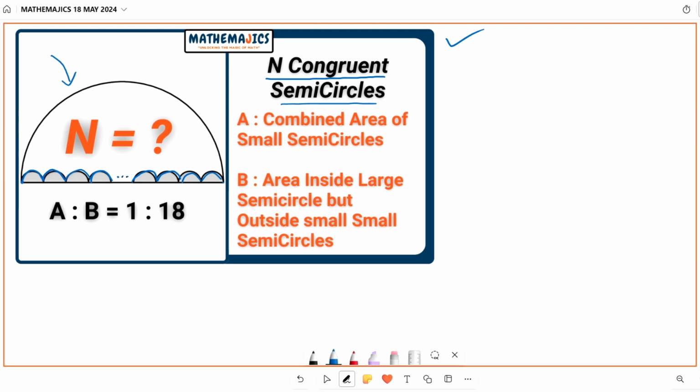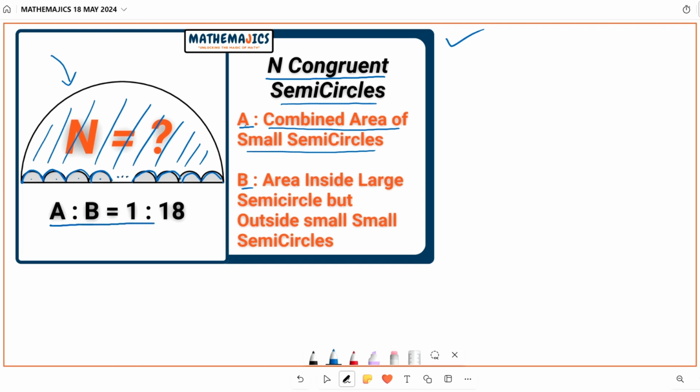And what is given? There are two areas given to us. First is area A, the combined area of the small semicircles. This gray area, if we add them up, we will get A's area. B is the area inside the large semicircle but outside the small semicircles, which means this area. And we are also given the ratio of these two areas: A to B is 1:18.